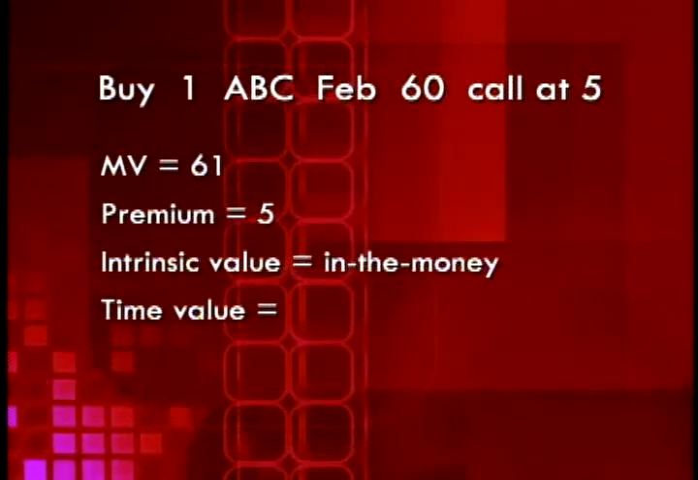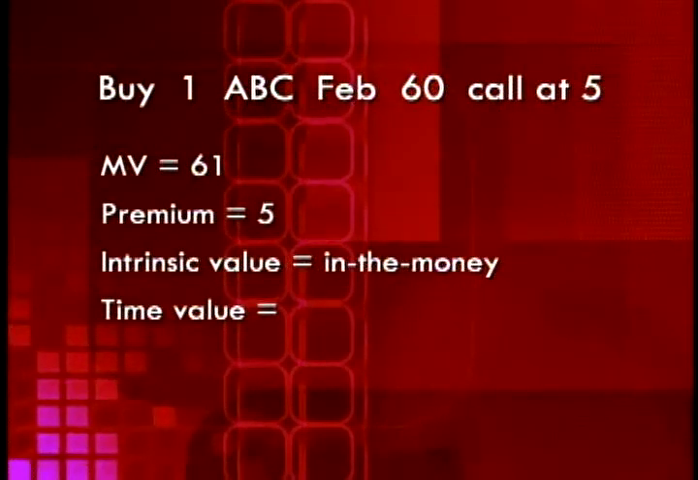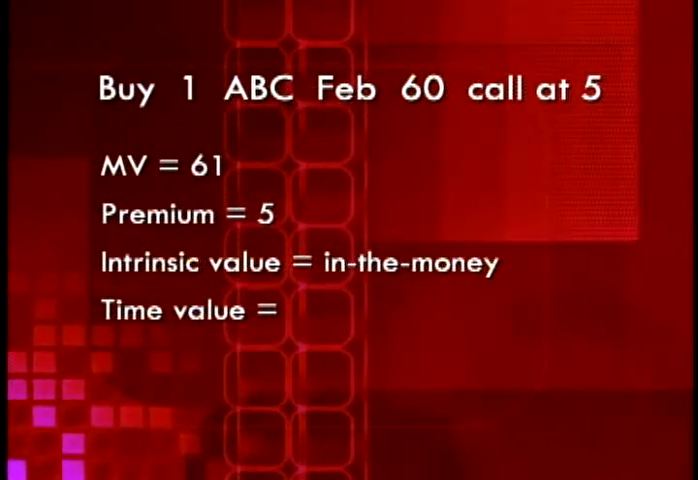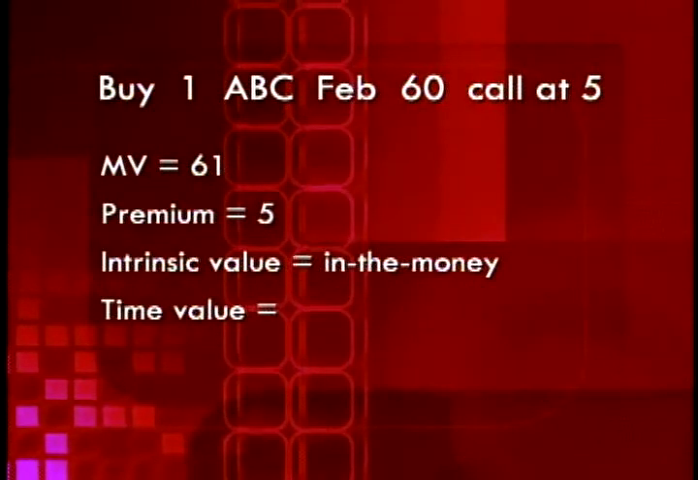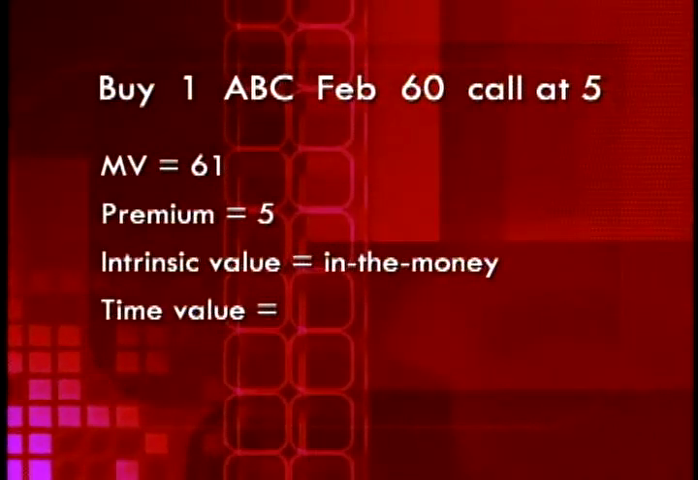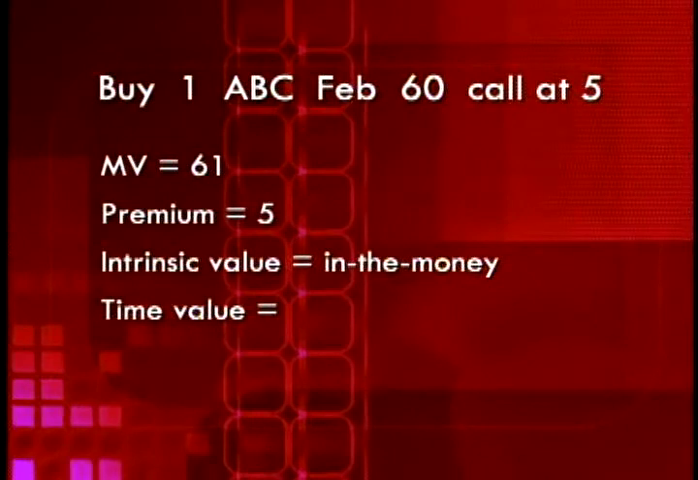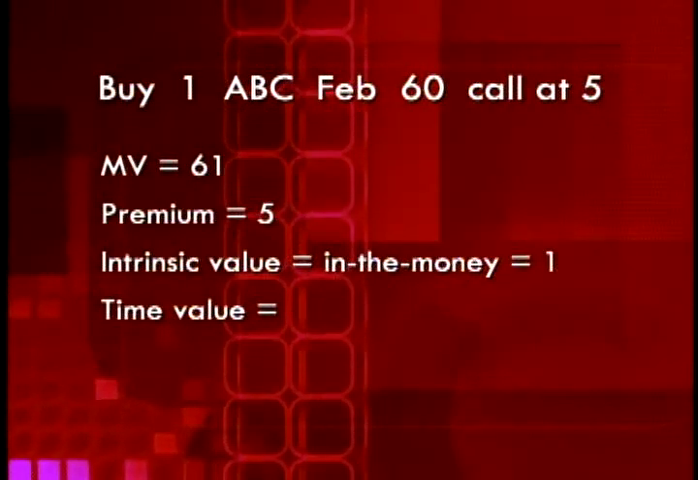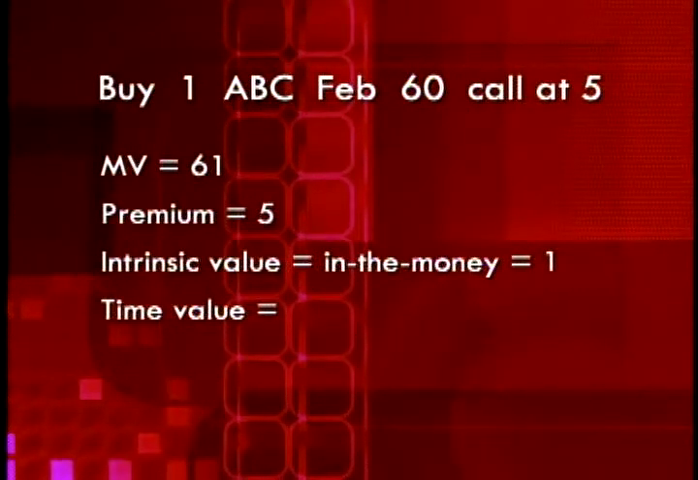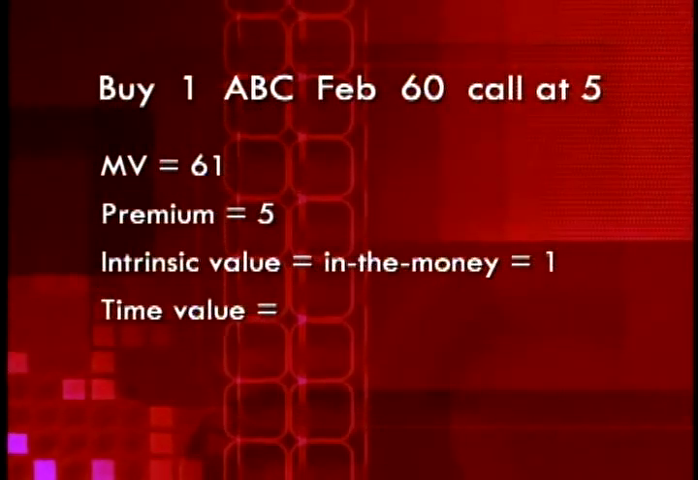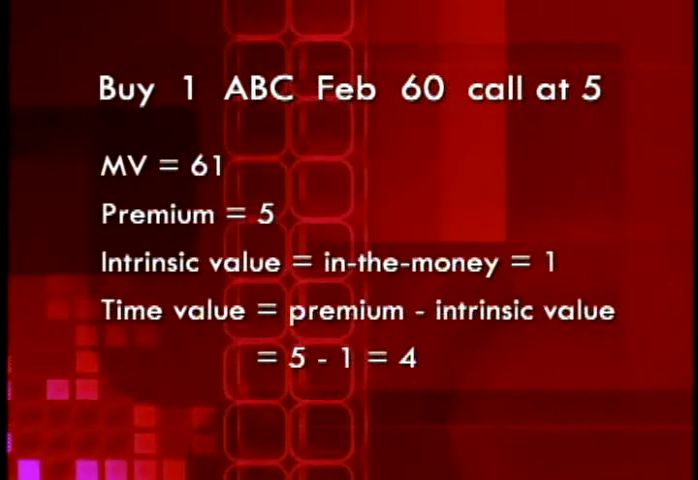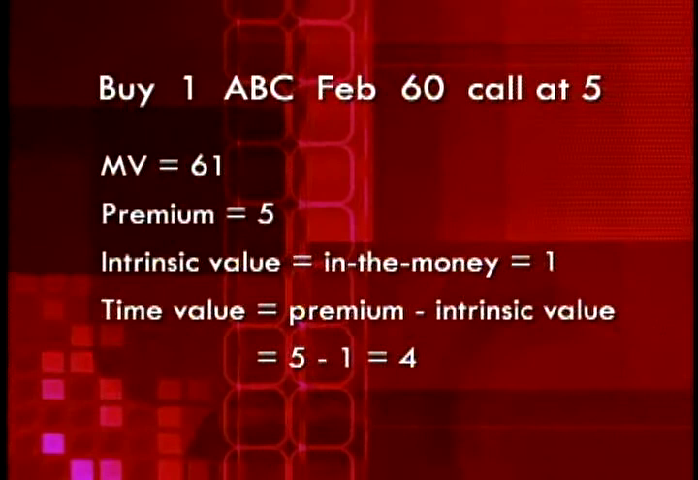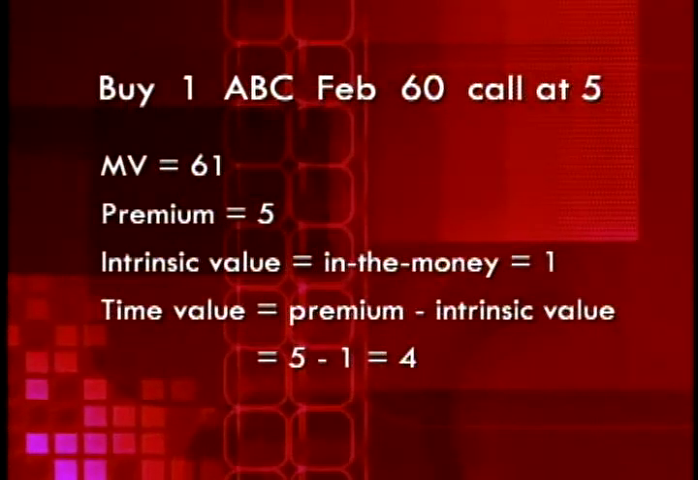Now, next, we want to find the intrinsic value of the option. Now, this is the amount that the option is in the money. We note that this is a call option. Now, remember how to figure out whether a call is in the money? You think call up. The stock price is 61, which is above the strike price of 60. So this call is in the money by 1 point, which is its intrinsic value. And finally, the time value is determined by taking the premium and subtracting the intrinsic value. 5 minus 1 gives us a time value of 4 points in this particular situation.